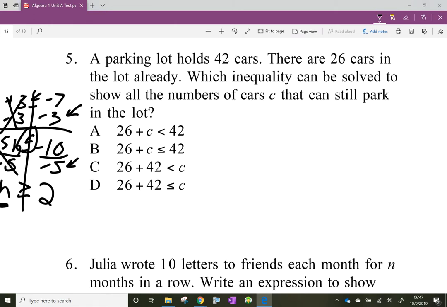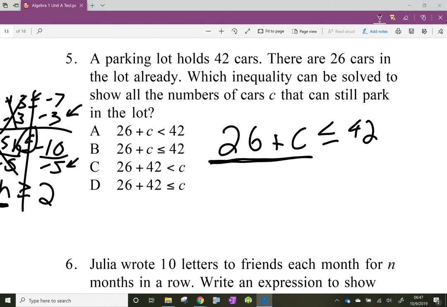A parking lot holds 42 cars. There are 26 cars in the lot already. Which inequality can be solved to show all the numbers of cars C that can be still parked in the lot? So we have 26 cars in the parking lot right now, and we can add C number of cars until we get to 42 cars. Now, our parking lot can hold less than 42 cars, but it cannot hold more. And it can hold exactly 42 as well. So our parking lot can hold less than 42 cars or equal to 42 cars, but it cannot be more than 42 cars.